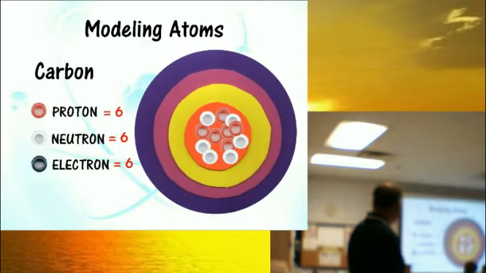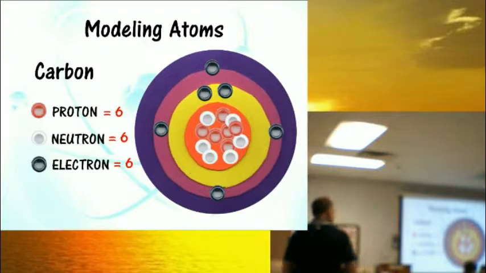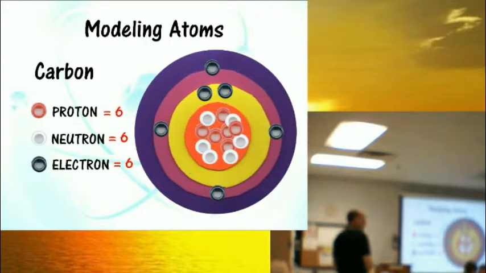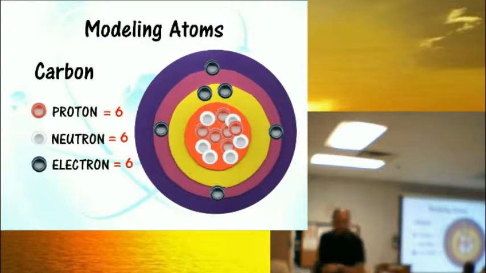6 neutrons, 2, and then 4. And your model should look like that. And the electrons are going to be spaced out in that direction, okay? Okay, clear the weeds off. One more.